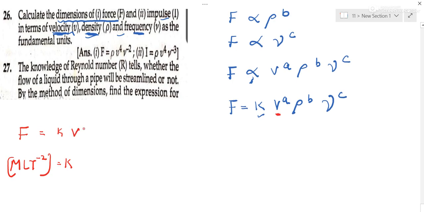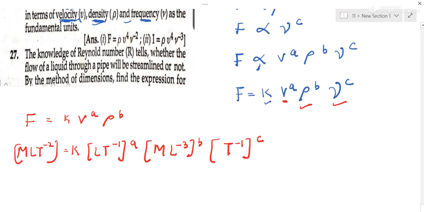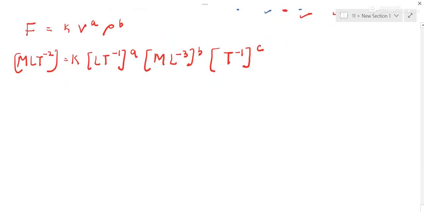Velocity is to power A, so it is LT minus 1, distance upon time, to power A. Density is mass upon volume to power B. And this is frequency, so it is 1 by T, that is T minus 1. Frequency is reciprocal of time, so this is T minus 1 to power C. Then the method is the same. We can simply use general mathematics. So let us do this also.